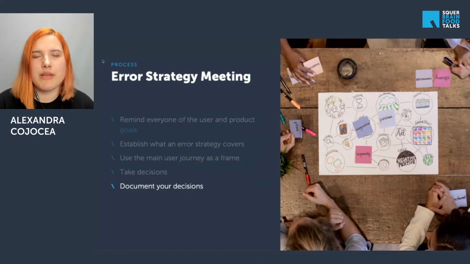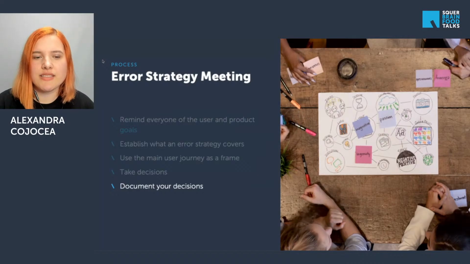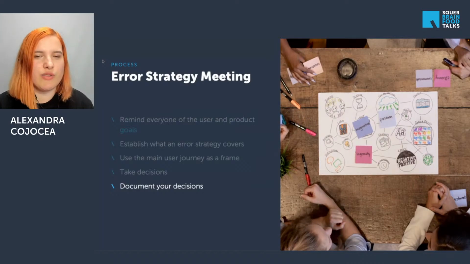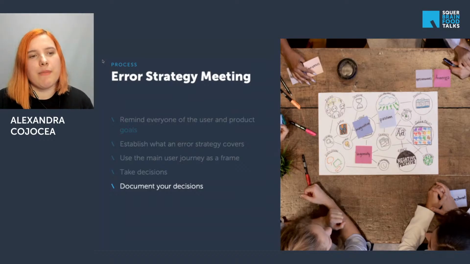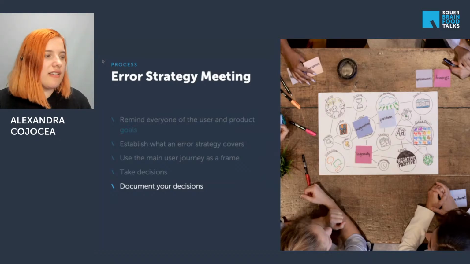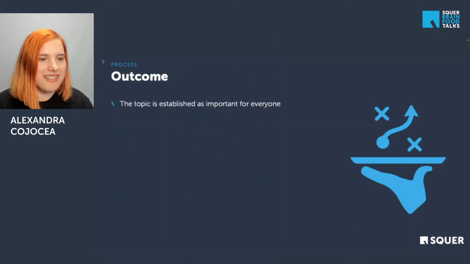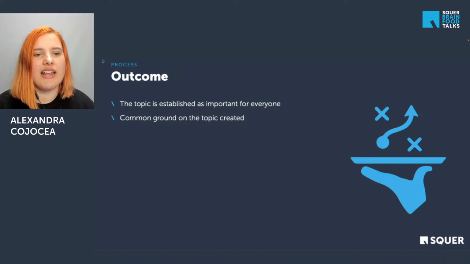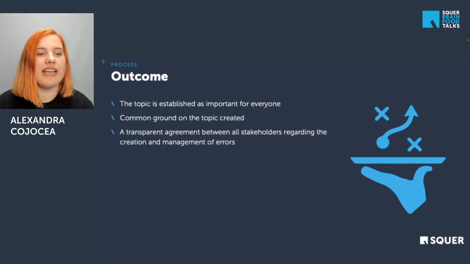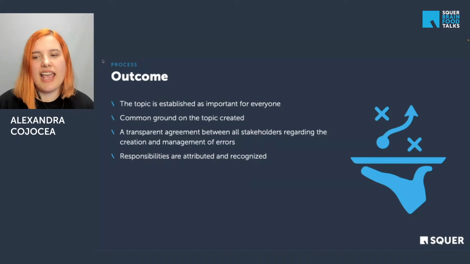I would recommend you to use something similar to RACI, so responsibility, accountability, who needs to be consulted, who needs to be informed about each aspect that you're deciding things about. And the outcome of this meeting should be, of course, that the topic is established as important for everyone there, and there's common ground created for the topic, but also this transparent agreement where you hold all your decisions is made between all the stakeholders, and everyone's aware of the responsibilities, and everyone can keep each other accountable.